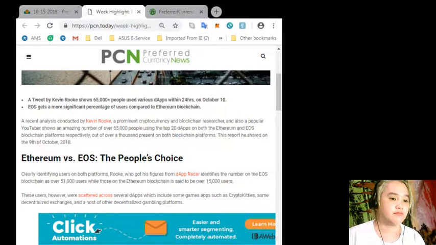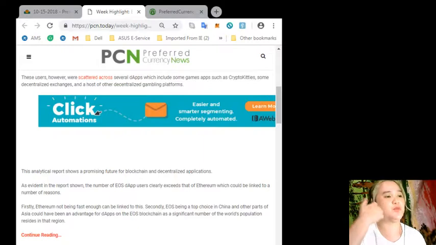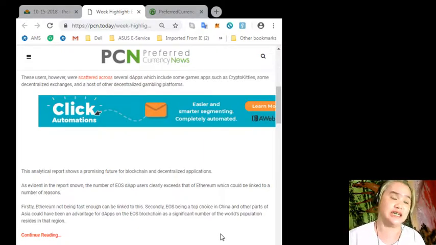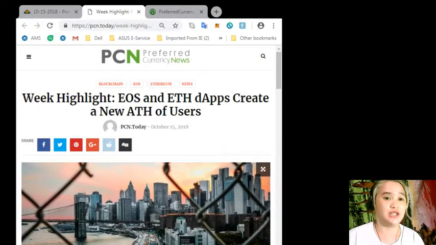So, this analytical report shows a promising future for blockchain and decentralized applications. As evident in the report shown, the number of EOS dApp users clearly exceeds that of Ethereum, which could be linked to a number of reasons. Firstly, Ethereum not being fast enough can be linked to this. Secondly, EOS being a top choice in China and other parts of Asia could have been an advantage for dApps on the EOS blockchain, as a significant number of the world's population resides in that region.